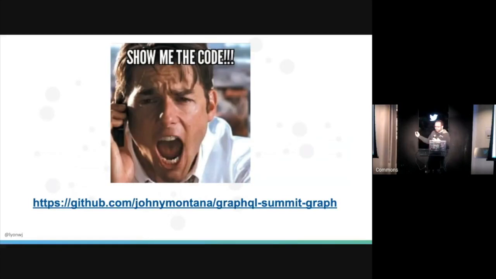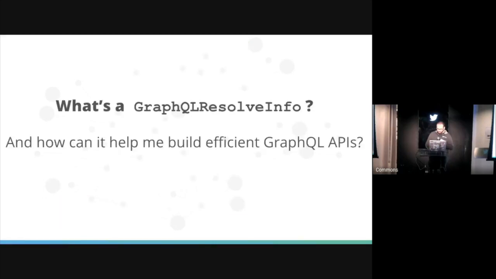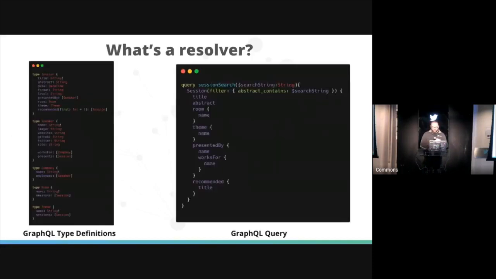If you want to see the code for how this works, it's online. Also, that bit.ly link just points here as well. So okay, we weren't writing any resolvers here. So there was some bit of magic going on that let us basically fetch data and generate this database query without writing any resolvers. So what's powering that magic? Well, that's mostly powered by this GraphQL ResolveInfo object. So how can we use this to build efficient GraphQL APIs?